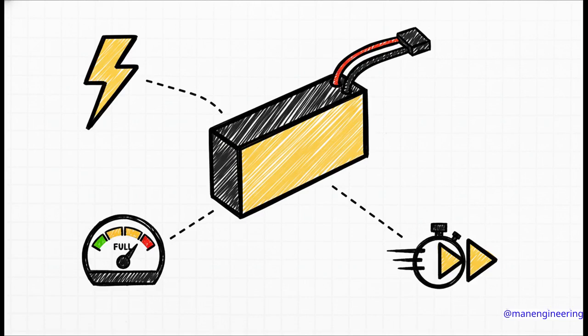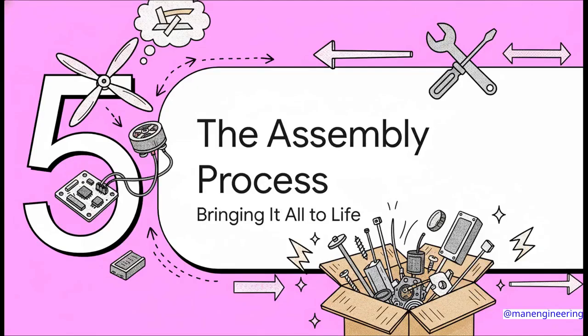First is voltage, or the S count. That's your raw horsepower. Then there's capacity, measured in milliamp hours. That's basically your fuel tank. It determines flight time, but it also adds weight. And finally, you have the C rating, which tells you how fast that battery can safely dump all its energy to your motors.